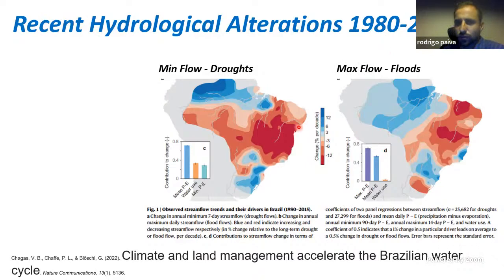what was observed was a decrease in low flows, meaning severe droughts here in the center part of Brazil, and a decrease of floods in the central part of Brazil too, but also an increase of floods in the southern part of Brazil and also in the Amazon region. The main authors, Vinicius Chagas and Pedro Chaffe, attribute these changes to changes in precipitation and evapotranspiration.